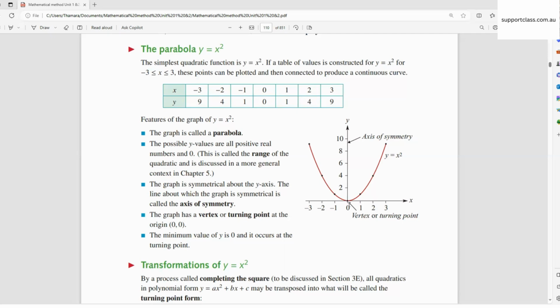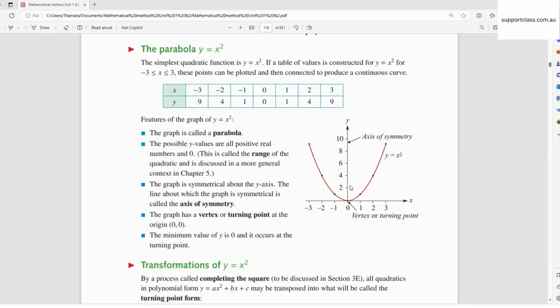Oh, sorry, x is equal to 0 line. So this is the y is equal to 0 line, right? So this is the x is equal to 0 line, where all the way along this line the x value is 0. So that is the symmetry of this graph.